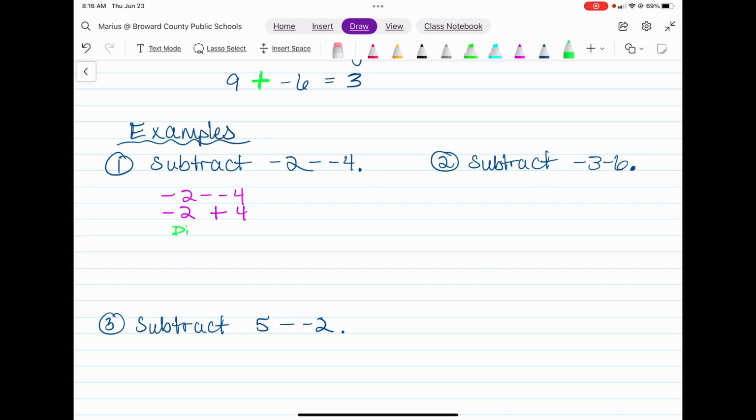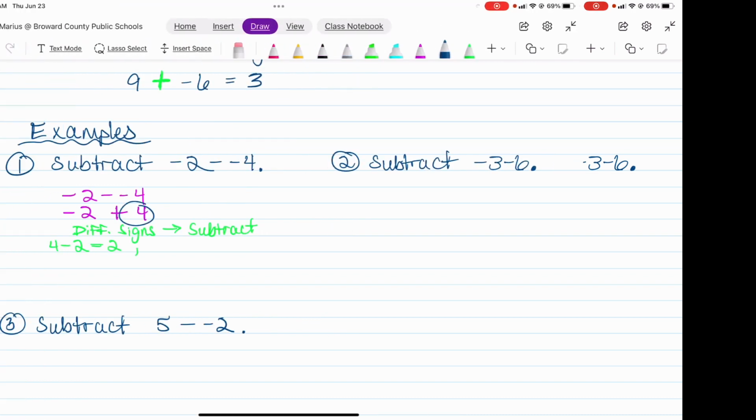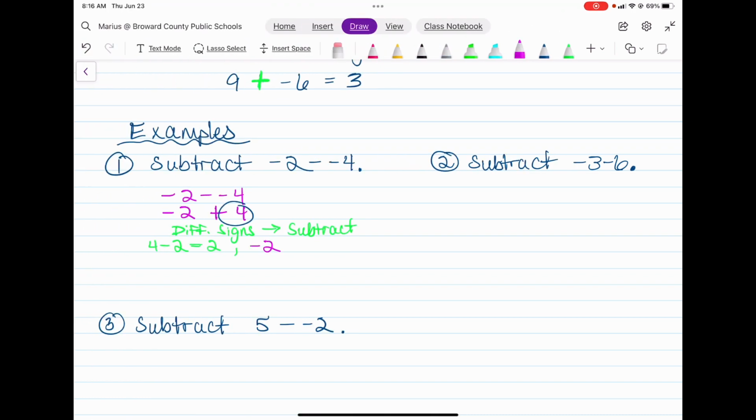These are different signs. So when I do subtraction here, 4 minus 2 is equal to 2. And I want to keep the sign of the larger number. The larger number is the 4, which is positive. So negative 2 plus 4 equals 2. Therefore, negative 2 minus negative 4 is also positive 2. Okay? Let's take a look at 2.